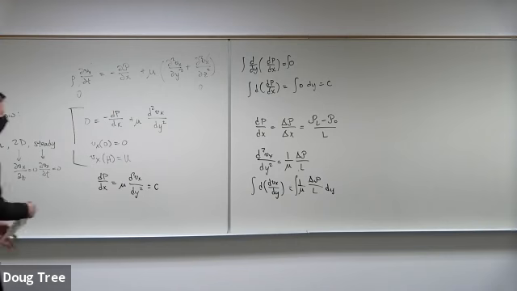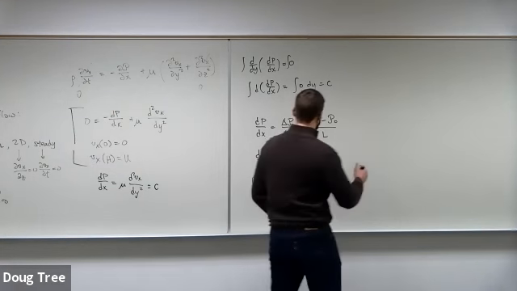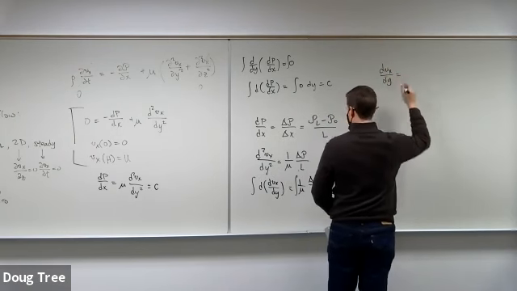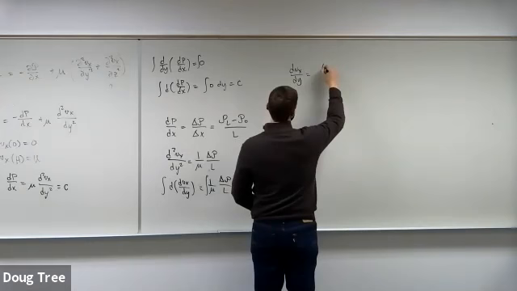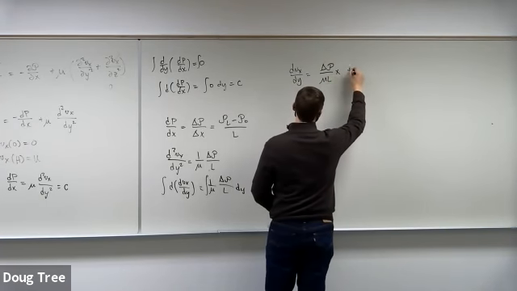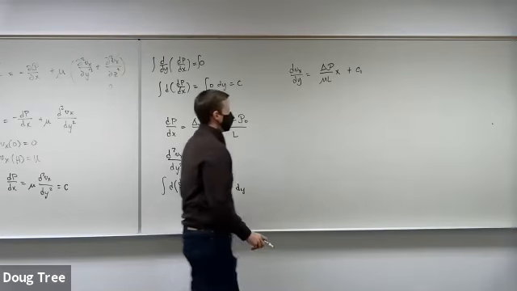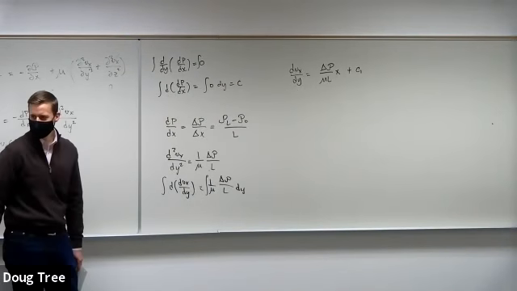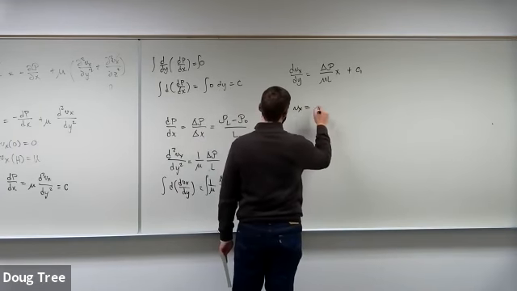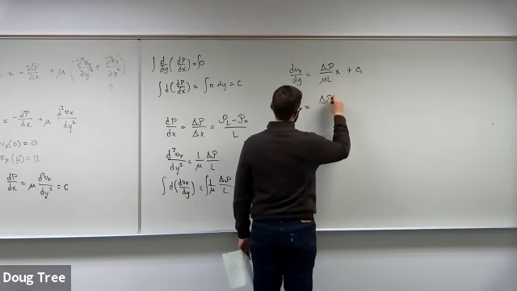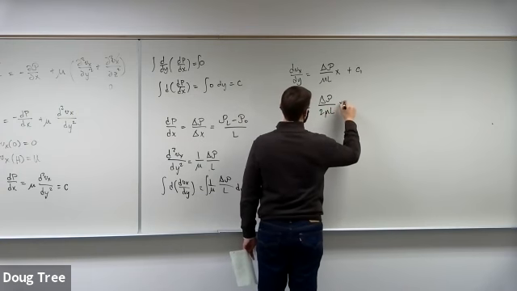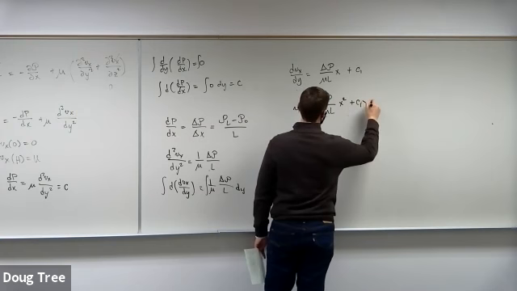Anyway, we integrate it once. We get dVx/dy is equal to delta p over mu L times y, plus some integration constant. When I integrate again, I'm going to get Vx is equal to delta p over 2 mu L y squared plus C1 y plus C2.